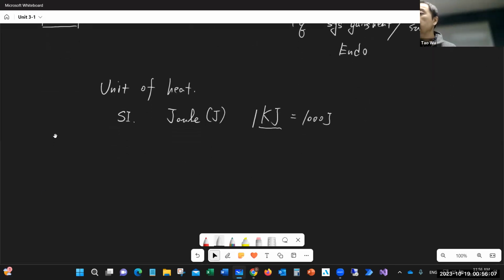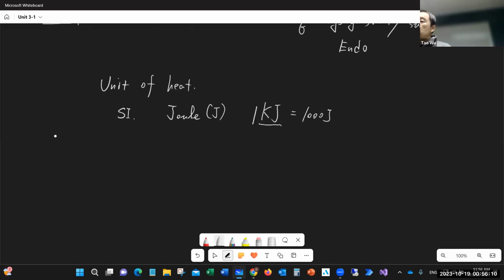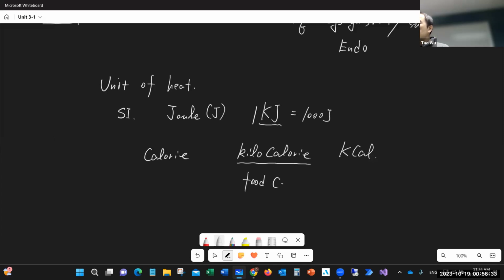But meanwhile, there are other units for the heat. One is calorie. The other one is called kilocalorie, or kcal. A lot of people write it like this. And a kilocalorie is also called food calorie. In other words, when you see the label on the back of the food, it shows what the energy is, what the calorie is. That calorie is the food calorie. It's not this calorie, okay?